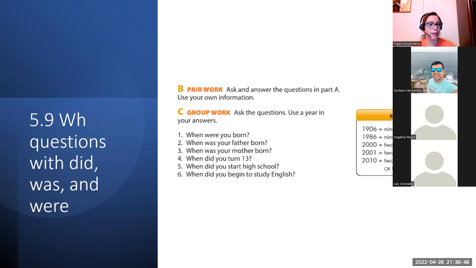Number one, where were you born? Number two, when was your father born? Number three, when was your mother born? Number four, when did you turn 13? Number five, when did you start high school? Number six, when did you begin to study English? So let's answer these questions with your own information, and I'm going to give you time. Before that, do you have any question about this?